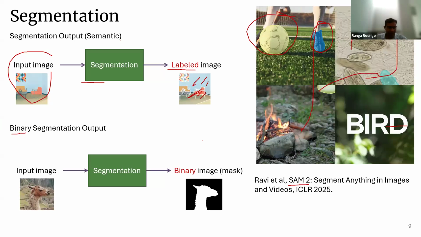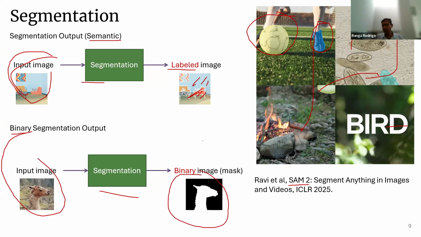So this one is called semantic segmentation. Semantic means it's connected to the way human beings would interpret. And then in here, it's binary segmentation. You can see an image has been inputted here, a llama image, and it runs through the segmenter, and you get a binary mask, foreground versus background mask.